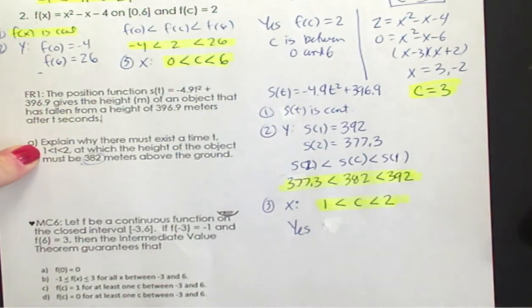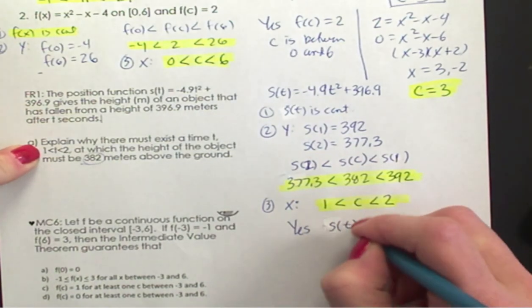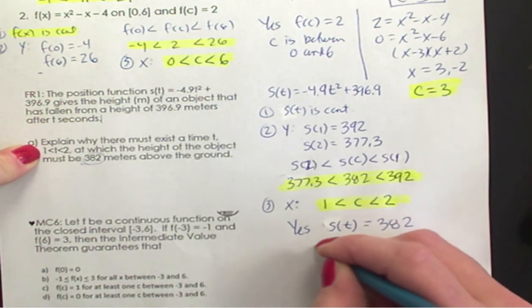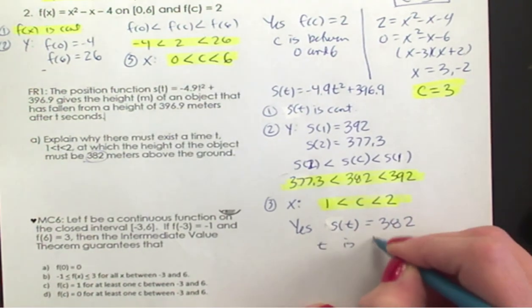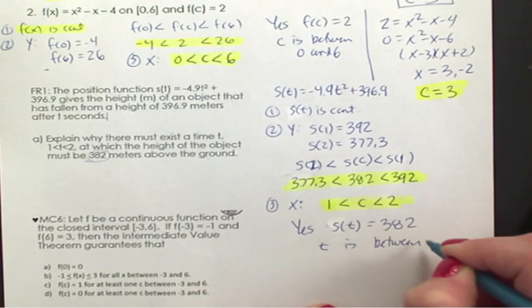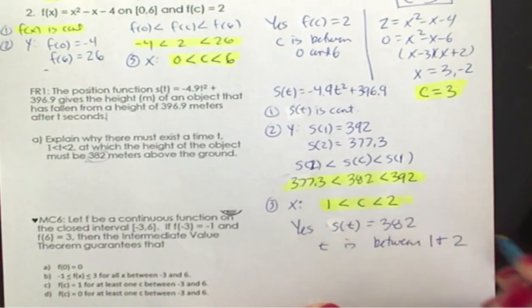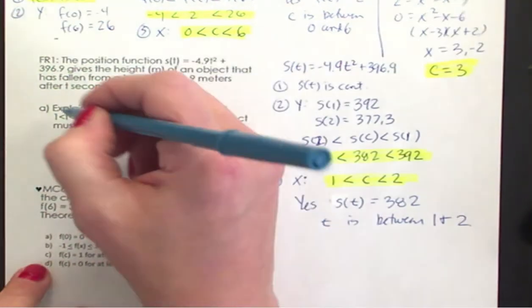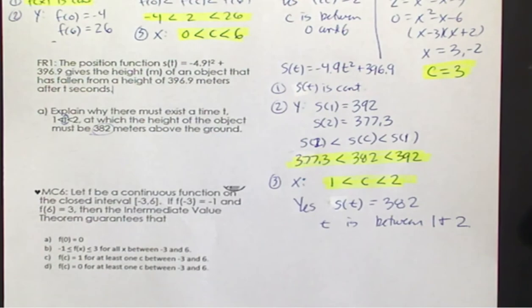S of t equals 382. t is between 1 and 2. I guess you could say c, but they're asking about t, so I changed it to t for the answer.